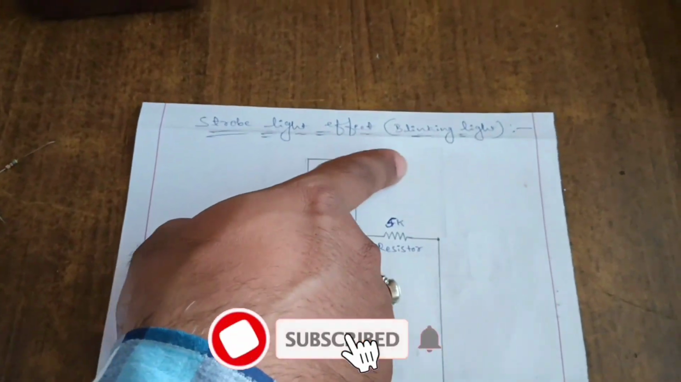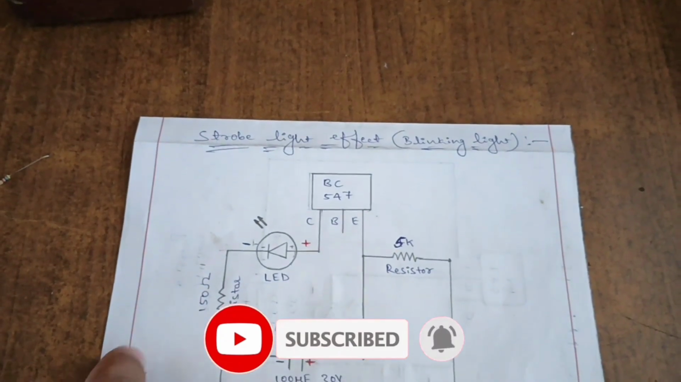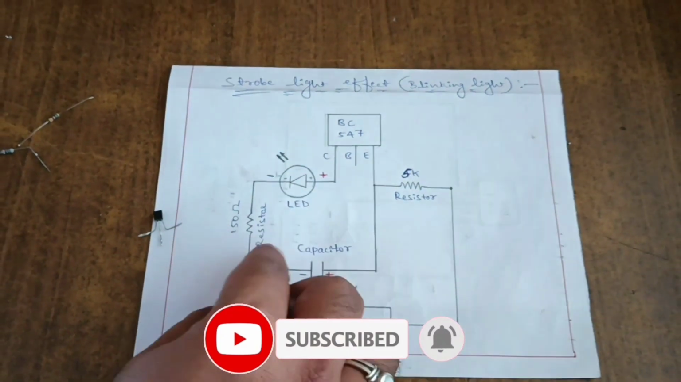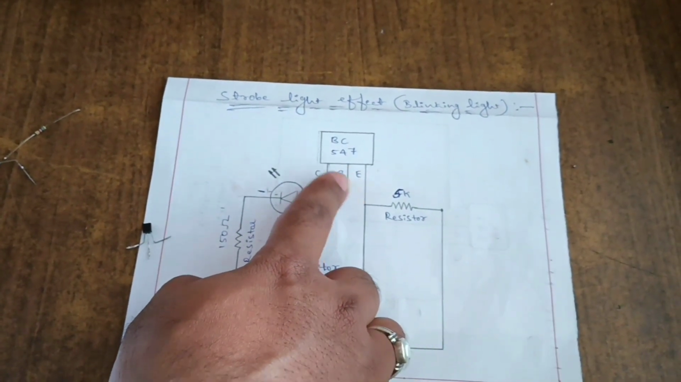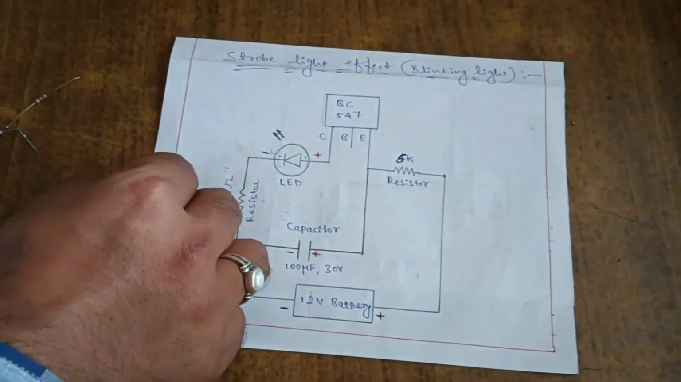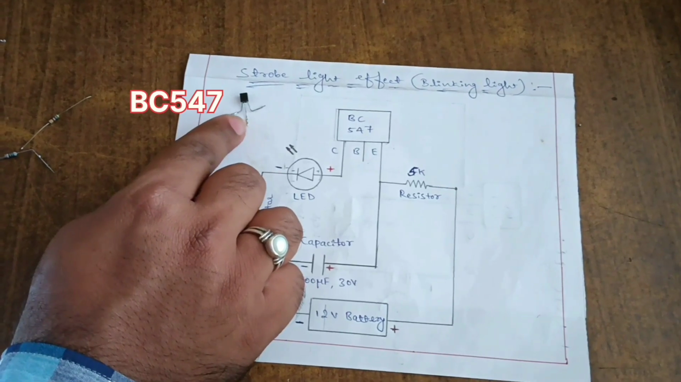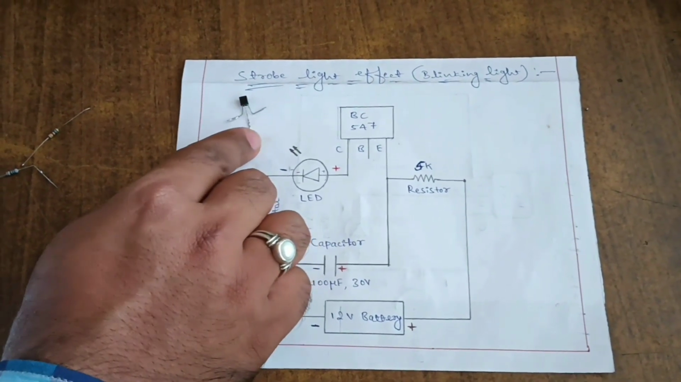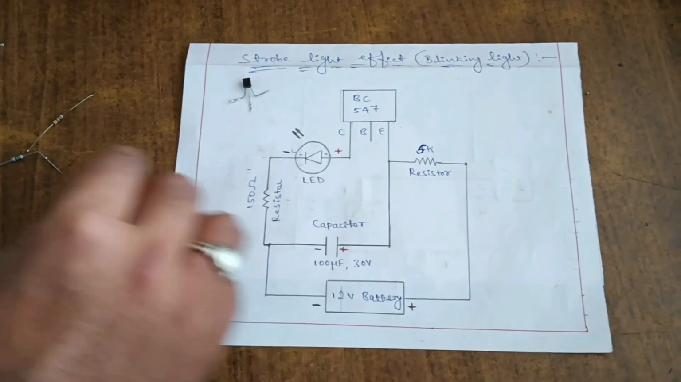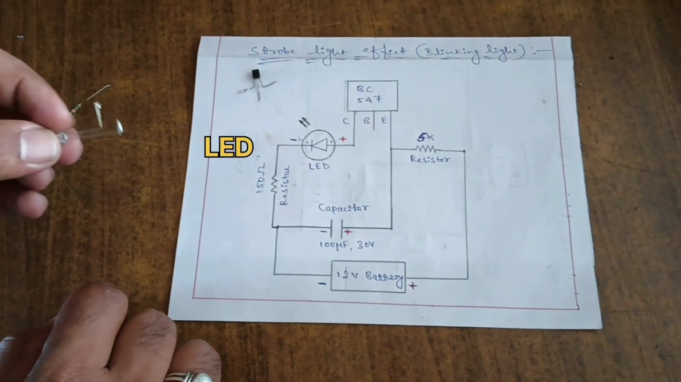Strobe light effect or blinking LED effect project. In this we use a BC547 transistor. This is the BC547 transistor. This is the collector, second one is base, third one is emitter. And next we use one LED.